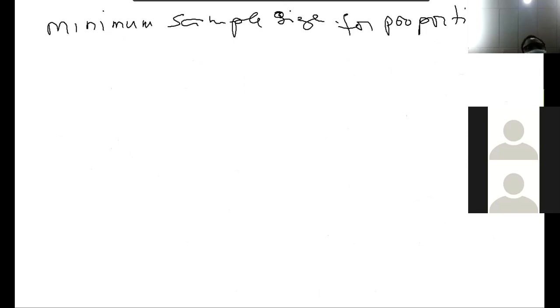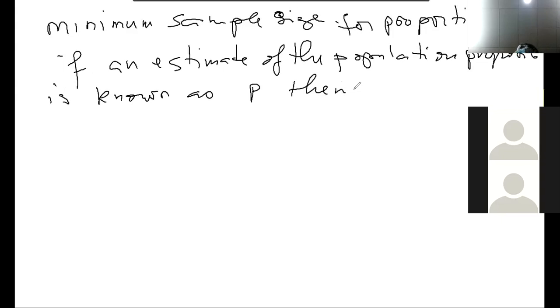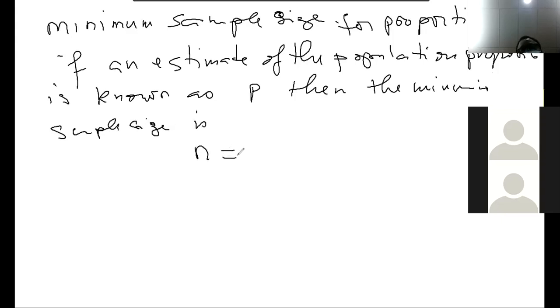So we will start with an estimate of the population proportion, known as P. Then the minimum sample size is n equals PQ times Z alpha over 2 over E, squared.